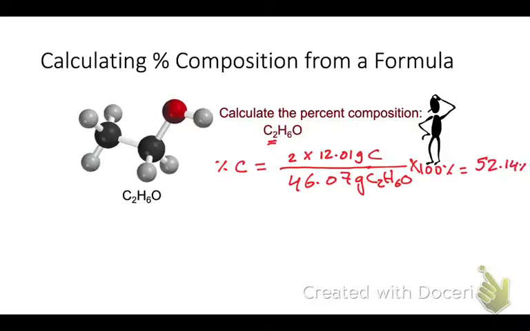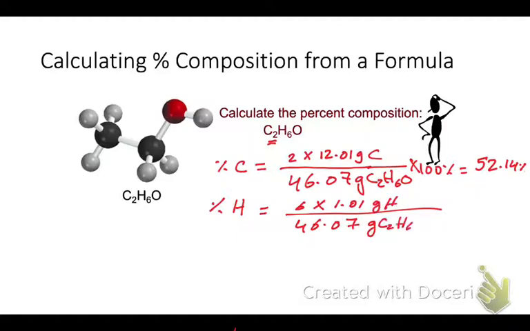and the percent composition will be 52.14%. Now, for the next element, the percent composition of hydrogen, we have 6 atoms of hydrogen, so 6 times 1.01 divided again by 46.07. This is the grams of hydrogen and this is the grams of ethanol, multiplied by 100%. The answer for that will be 13.15%.